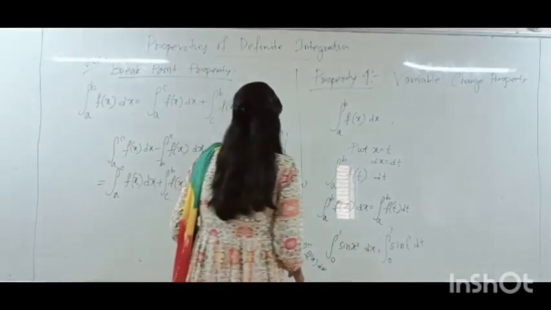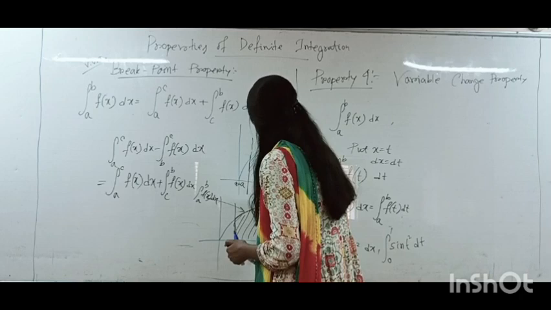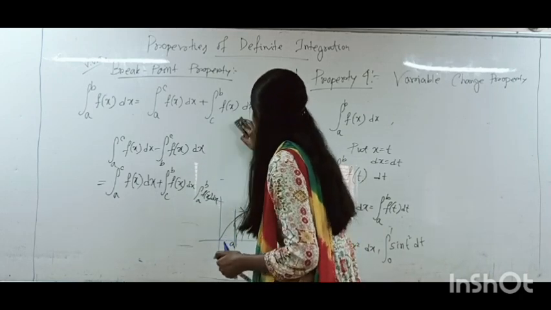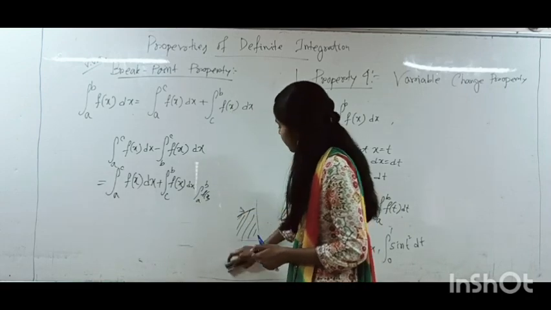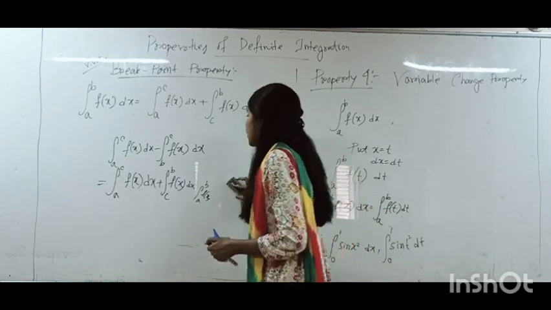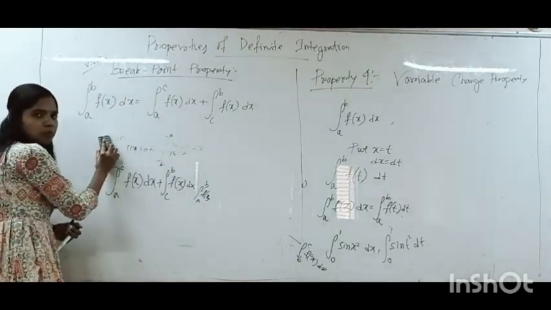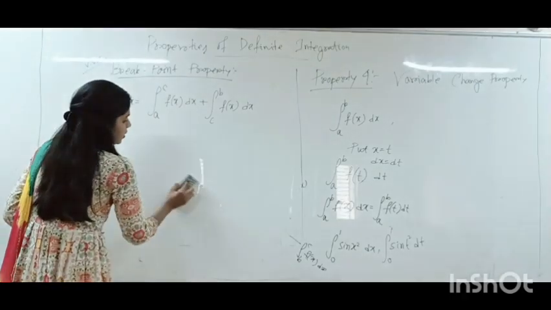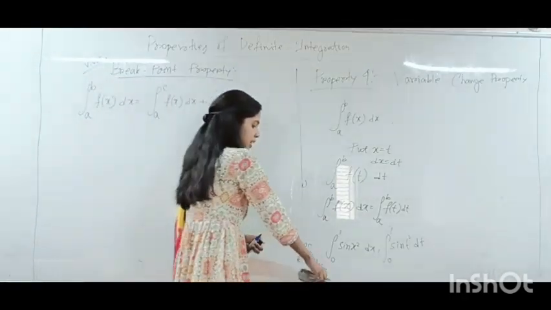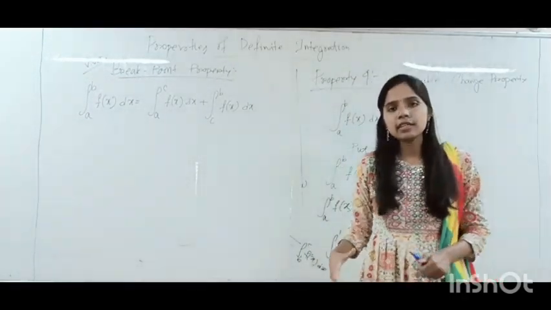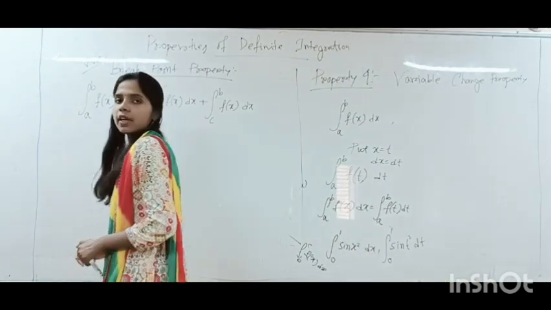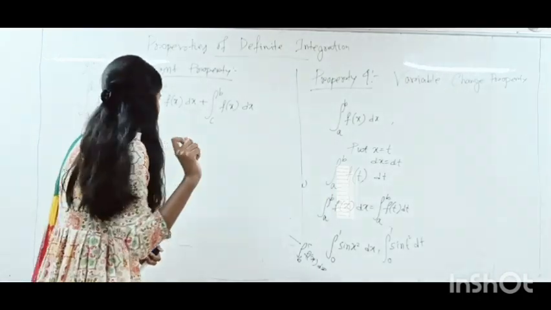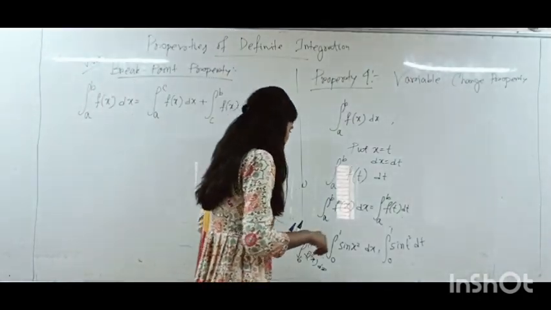Okay, so write it down. c may lie between the closed interval a comma b, or may not. c can lie outside the closed interval a comma b.